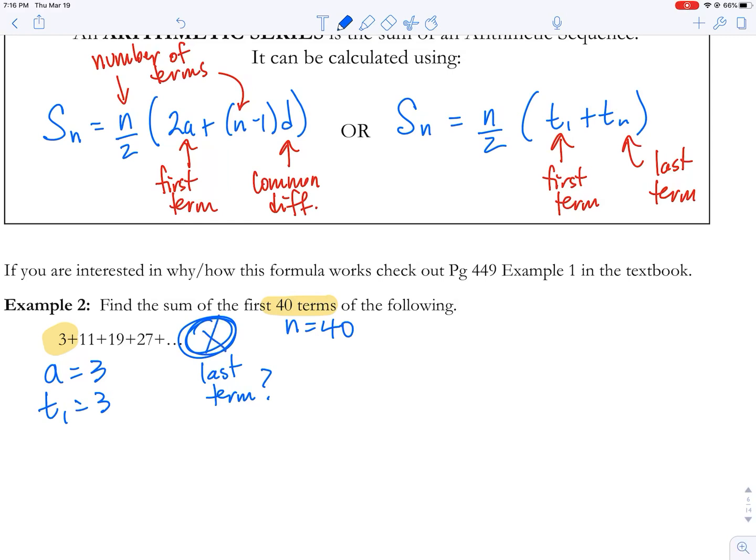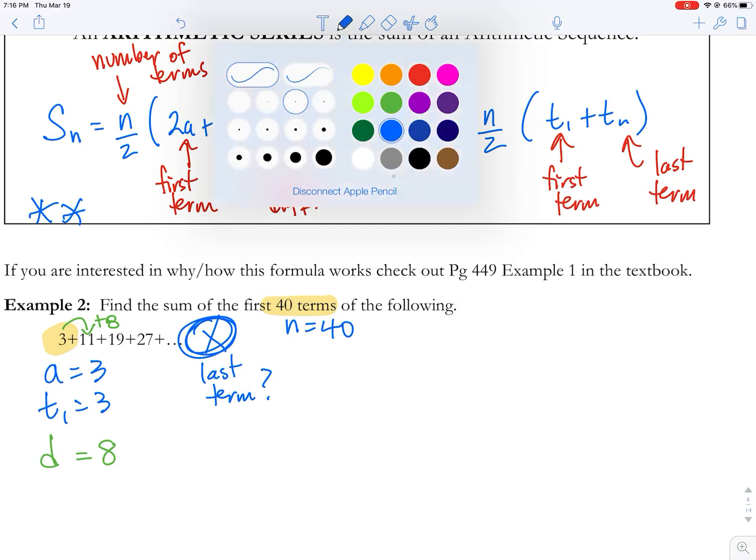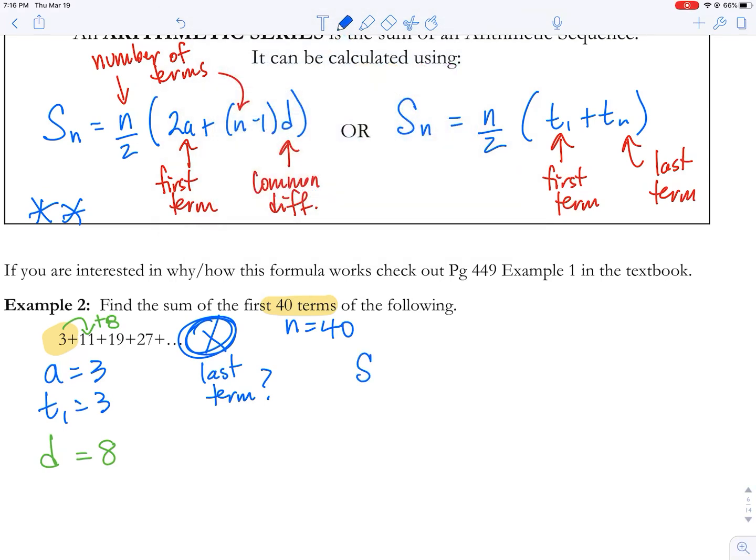We're going to have to use the first equation, this one that I just put 2 stars beside, S of n. We're going to have to use that one, and that means we're going to have to find out the difference. So we can calculate the difference pretty easily just by looking at how much it steps up. So in this case, it steps up by 8, so our difference is going to be 8. That means we're going to be using the formula S of n equals n over 2 bracket 2a plus n minus 1 d.